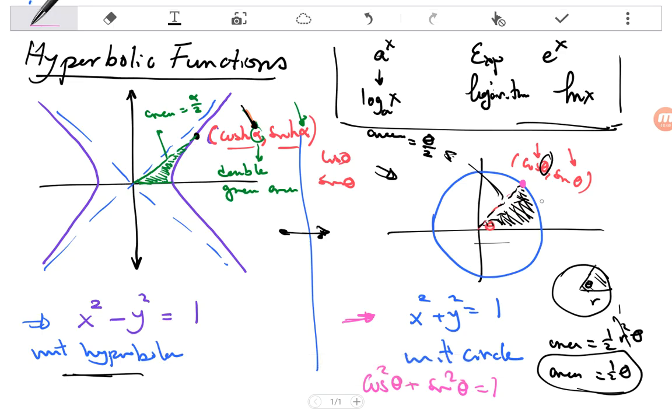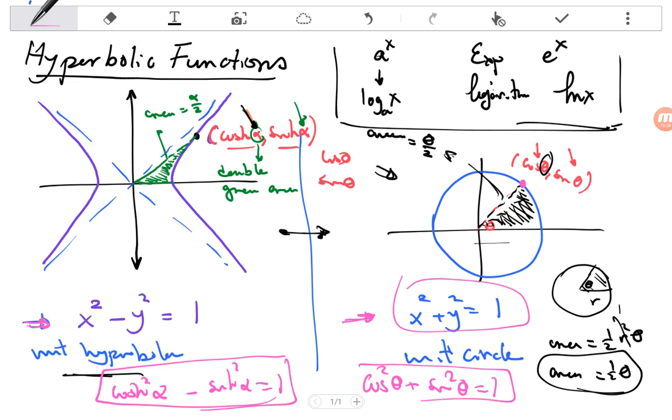Now this point satisfies the equation of the unit circle. And we learned that these two hyperbolic functions satisfy which equation? They satisfy the equation of the unit hyperbola. So we expect that cosh squared alpha minus sinh squared alpha will be equal to 1. Okay? And this is the analogous rule for the hyperbolic functions, analogous to that rule in circular or trigonometric functions. Okay?